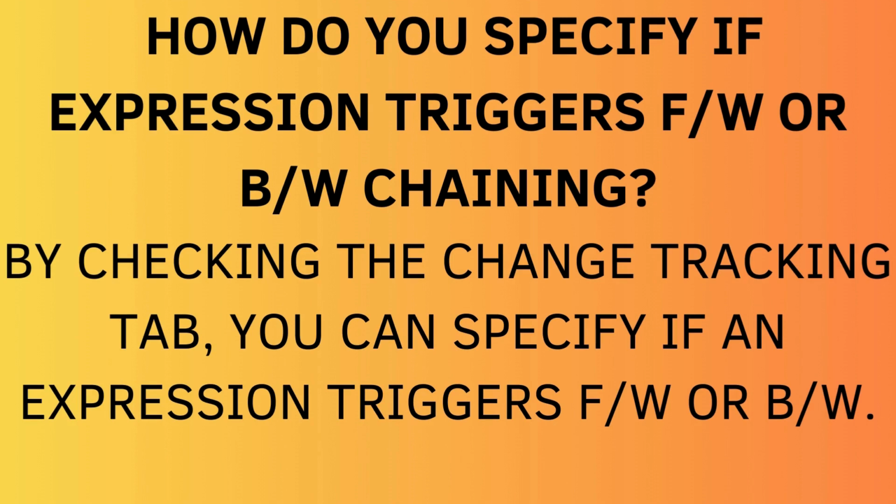How do you specify if an expression triggers F/W or B/W chaining? By checking the Change Tracking tab, you can specify if an expression triggers F/W or B/W.